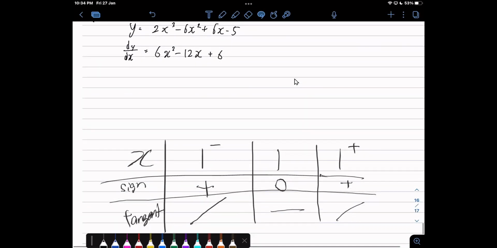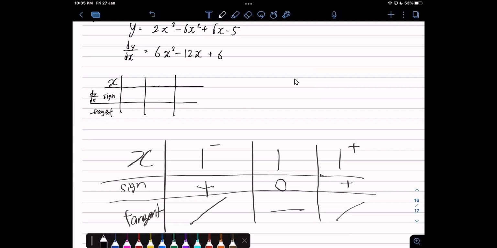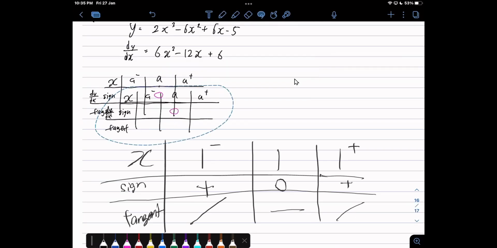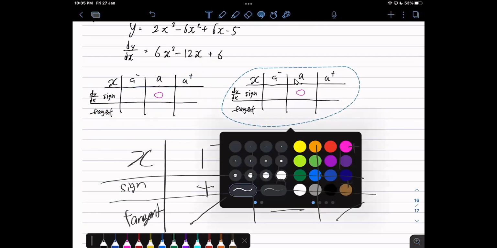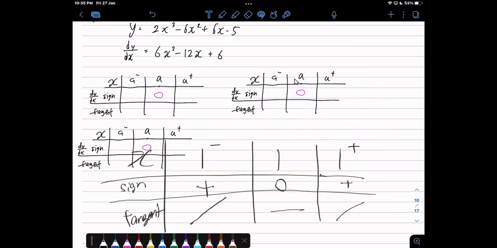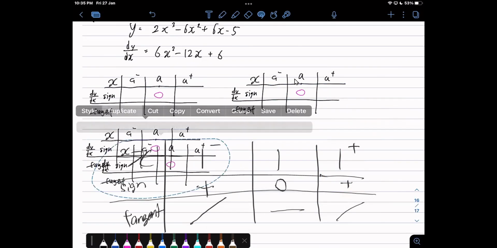So actually, let's just list down all the possibilities. X, sign of dy by dx, tangent. There's only a few possibilities, right? The middle is always 0. Whatever, let's call it A, is A minus, A plus. So I'm going to copy and paste this 4 times. These are the 4 possibilities.